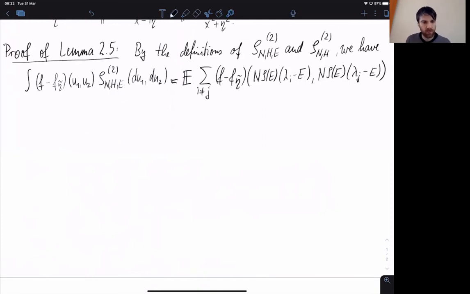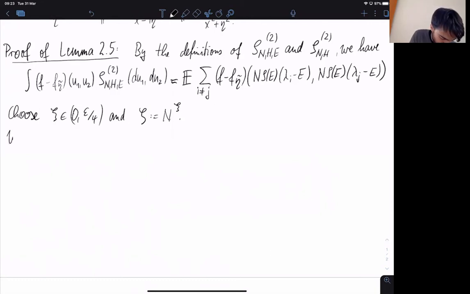And now we will look here at 2 different regimes for this sum here. But first we will choose, we can fix a xi, which has to lie, say, in 0 and epsilon over 4. And then we define a zeta to be n to the power xi. And we look at the following event.